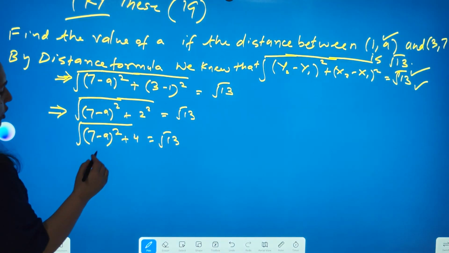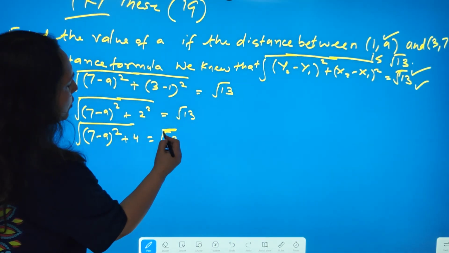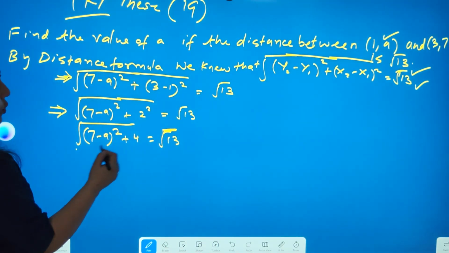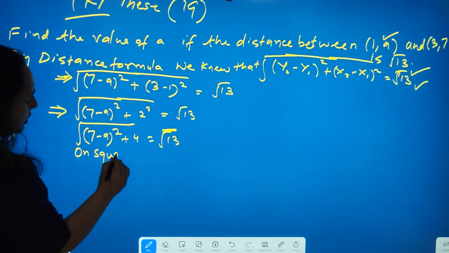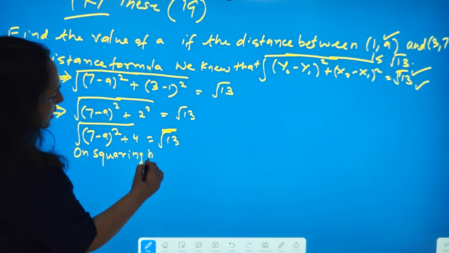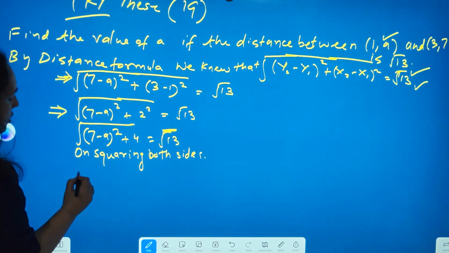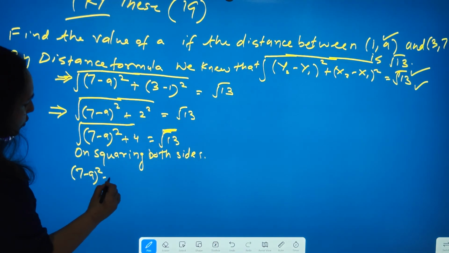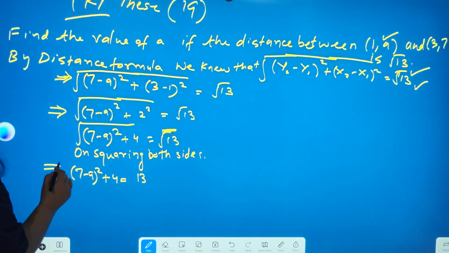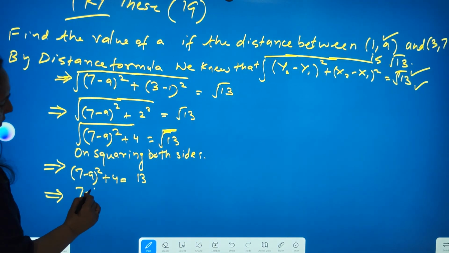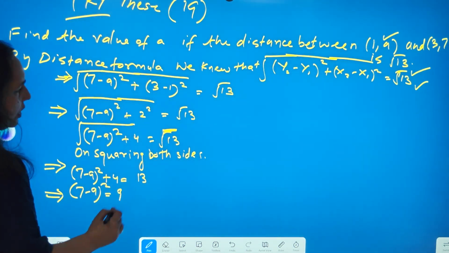Now you need to cancel the square root. How can you cancel the square root? By squaring both sides. On squaring both sides, you can cancel the square root, right? So that means (7 minus a) whole square plus 4 is equal to 13. Got it? Now simplify this equation. That is (7 minus a) whole square is equal to 13 minus 4, that's equal to 9.